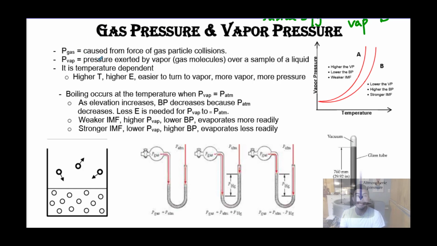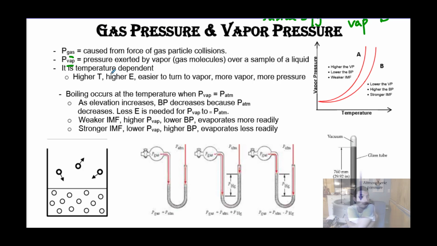Vapor pressure is the pressure exerted by vapor over a sample of a liquid. Now, again, subtle difference, but there's a difference in when we call something a gas versus a vapor. When we call something a gas, that substance exists as a gas at room temperature. When I call something a vapor, that substance is in the gaseous phase, but it doesn't exist as a gas at room temperature. It exists as a liquid or solid.